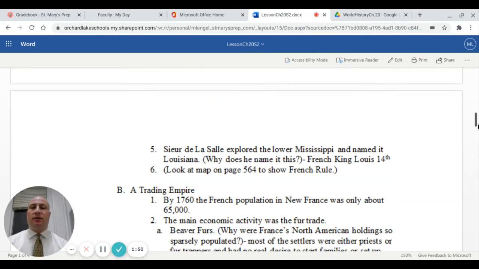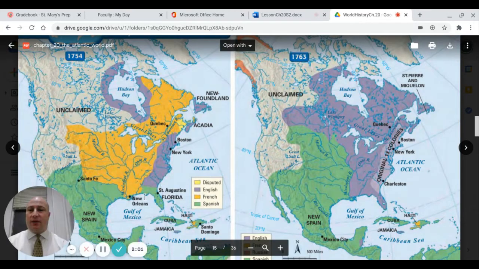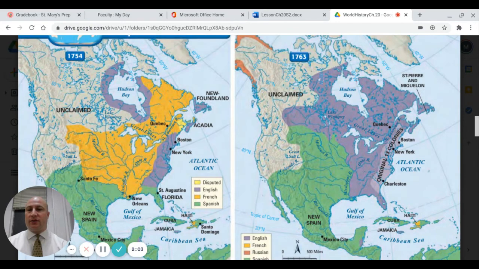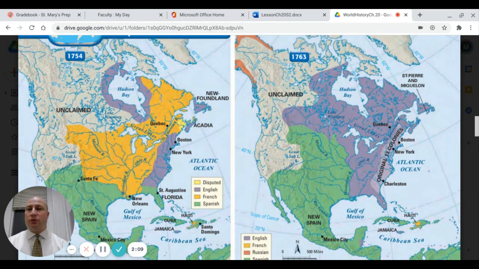Okay, next we're going to take a look at Sieur de la Salle, who explored the lower Mississippi and then named this region Louisiana after the French king Louis XIV at the time. So that would be down in this region here of New Orleans. So the southern Mississippi River region right down in here. So all of this area in orange, this lightish yellow, orangish color, is primarily French claimed lands.